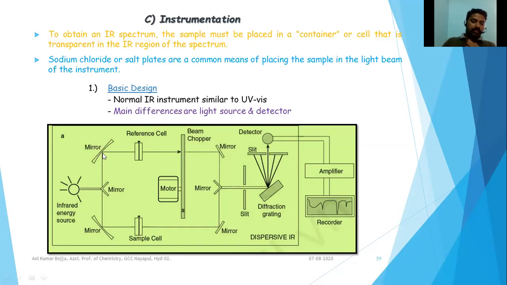After the reflection, for the radiation going through the reference cell, we have to take the reference compound in the reference cell, and another stream of radiation passes through the sample cell, where the sample is present in liquid state. The advantage of infrared spectroscopy over UV visible is that in infrared spectroscopy we can record the spectrum of a compound even if it is in gaseous state also. Got it?